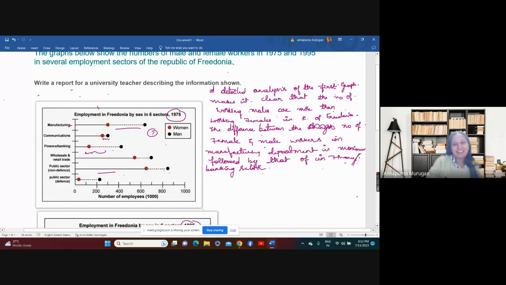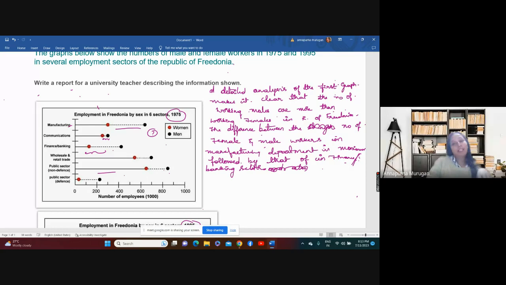So the department is maximum, followed by that of the finance and banking sector, and yes, this is enough. So that means we are trying to tell two points here. The maximum difference is here. After that, post that, we have the maximum difference in this part. Now, I can talk about the minimum also, isn't it?